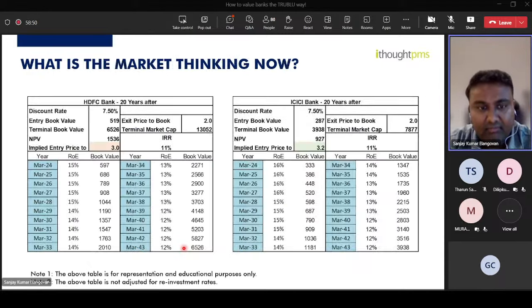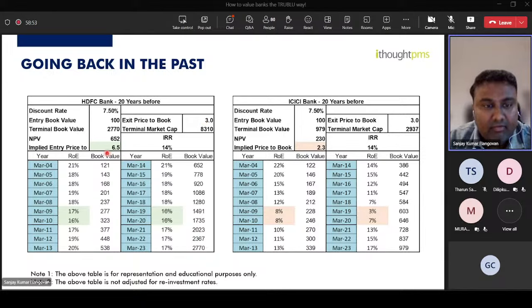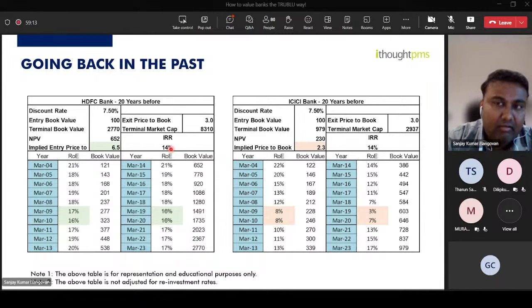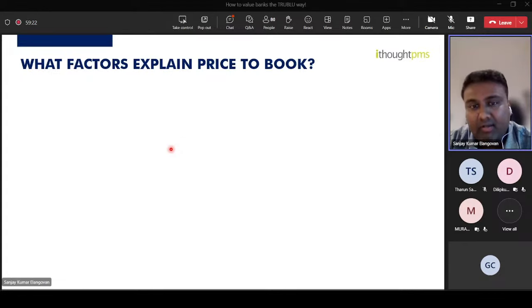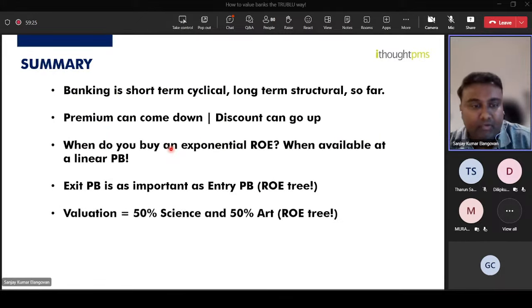Let's say in this graph, if you had paid 6.5 times price to book 20 years ago, today HDFC Bank is trading at 3 times price to book. So that's why your IRR is not the same as the bank's starting ROE. Had HDFC Bank done 21% ROE today also, then the IRR would have been close to 21%. It's not, because structurally, given competition, given the scale, the ROEs will tend lower. So you can't expect the market to give the same price to book multiple 10 years down the line or 20 years down the line. Like I said, valuation is 50% science and 50% art.